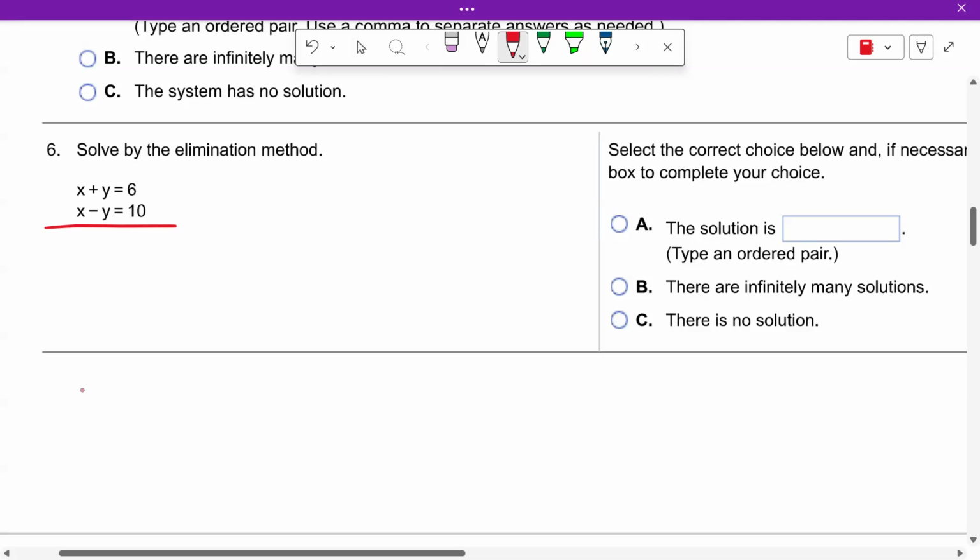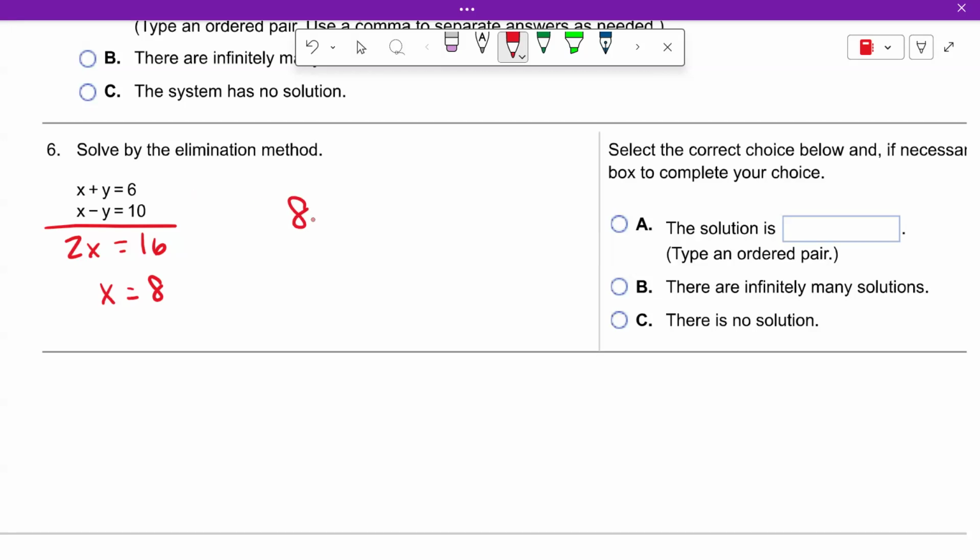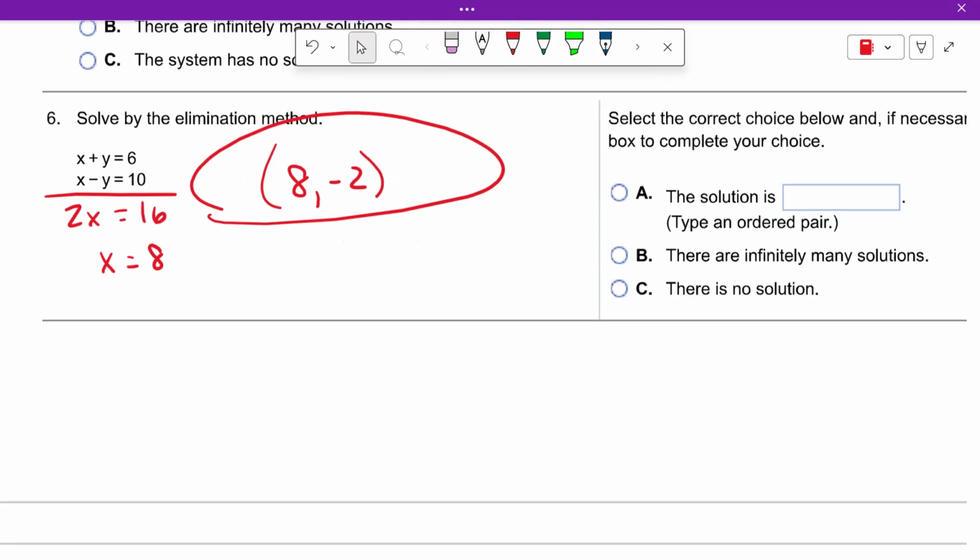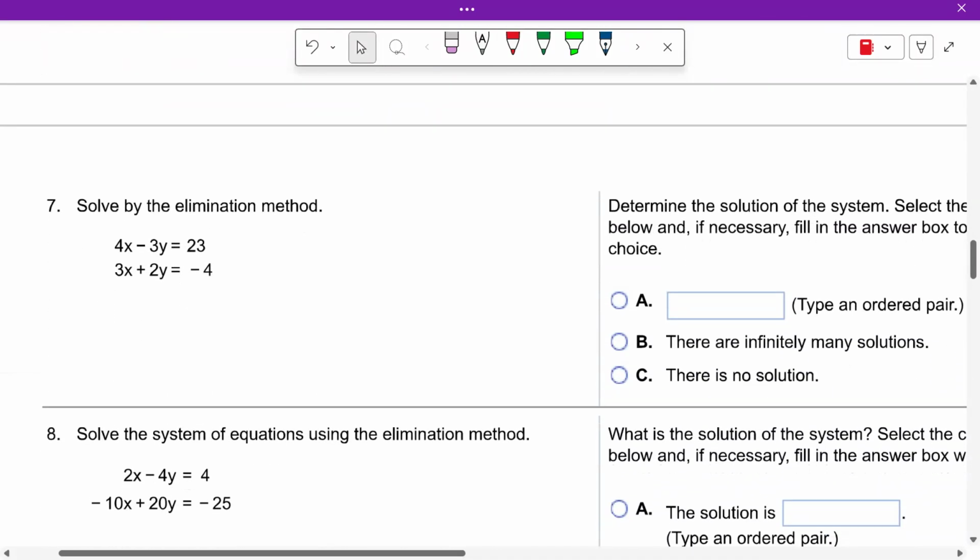Okay. Elimination method. This one's set up perfectly. You add the columns. 2x equals 16, so x equals 8. 8 plus what is 6? Well, 8 plus negative 2 is 6. 8 minus negative 2 is 10. So the solution is 8, negative 2.